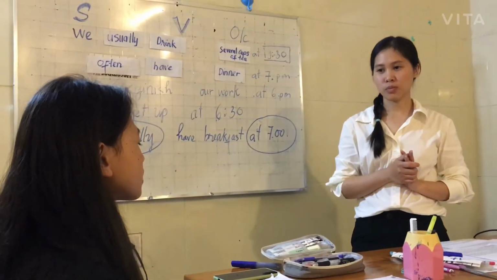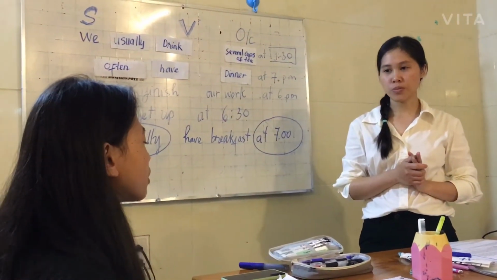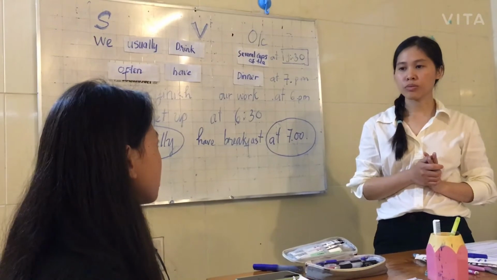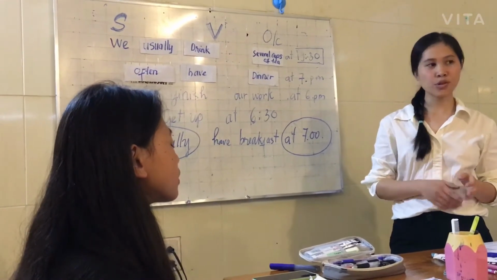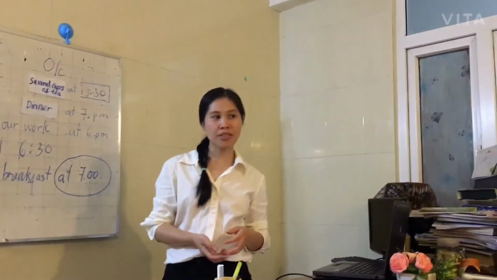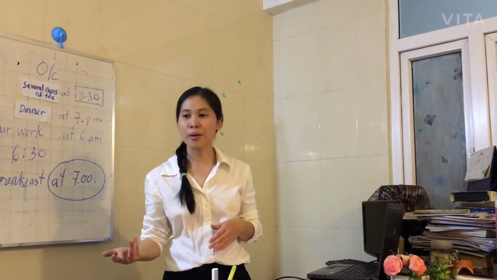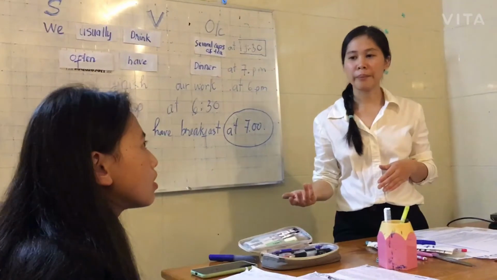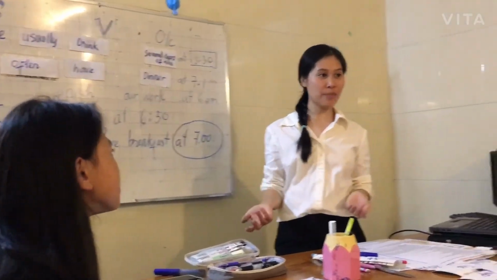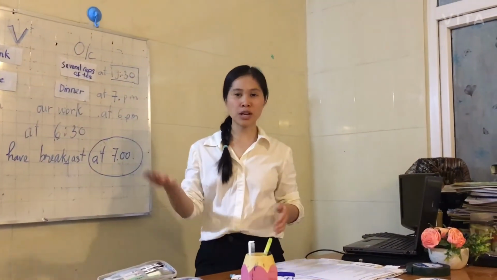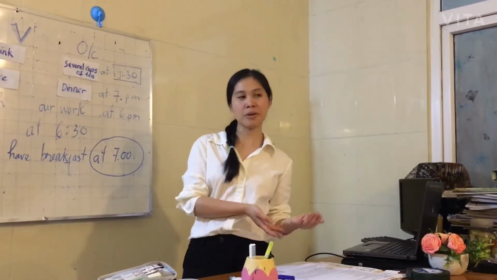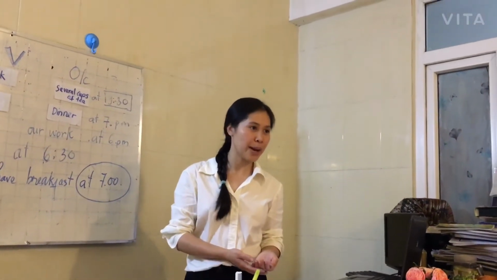I often go home in the afternoon. In the afternoon, you often go home. So what time do you usually go home? 5 p.m. You usually go home at 5 p.m. Sometimes earlier, but sometimes later. But usually at 5 p.m.